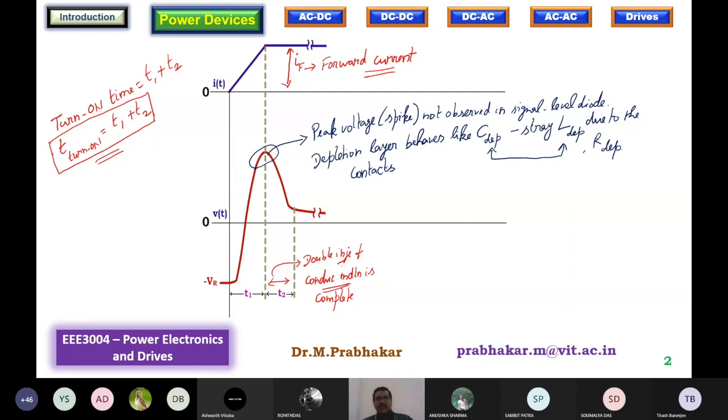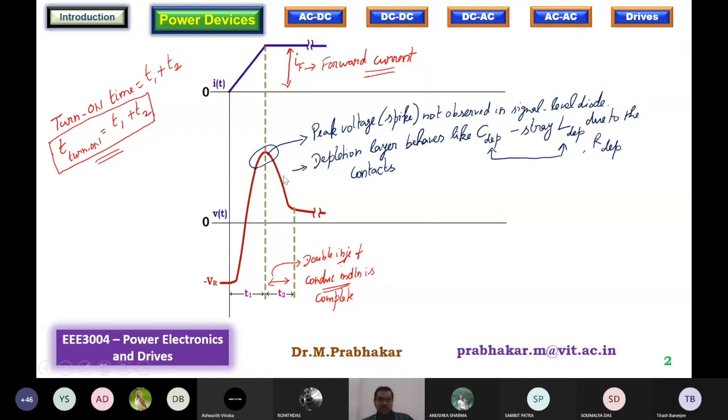In a signal level diode, you don't have this N minus layer. The depletion layer capacitance will be very, very negligible. Stray inductance will be much negligible. As a result, the peak voltage will not be seen in signal level diodes. That's all. This is one major difference that you need to understand. All right. So this completes the turn on process of the power diode.